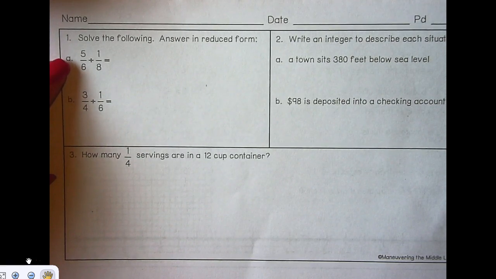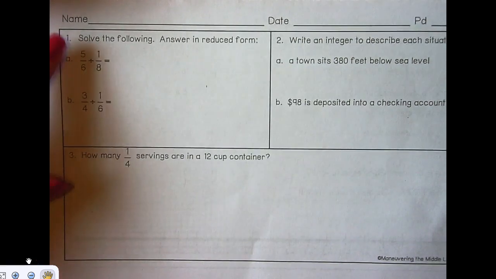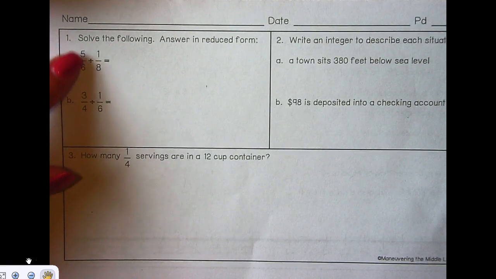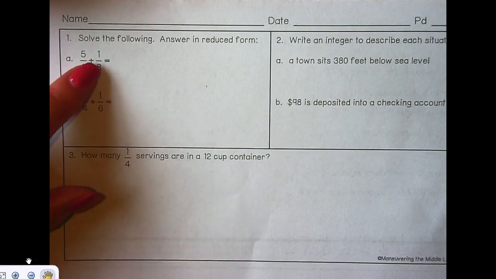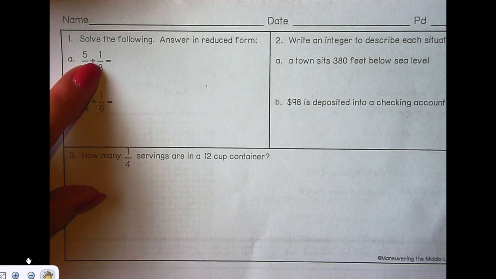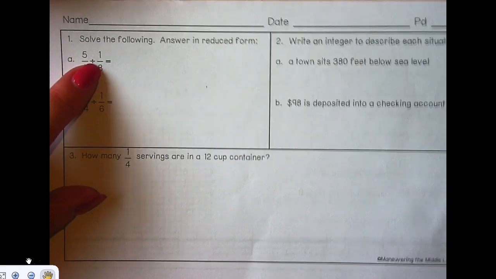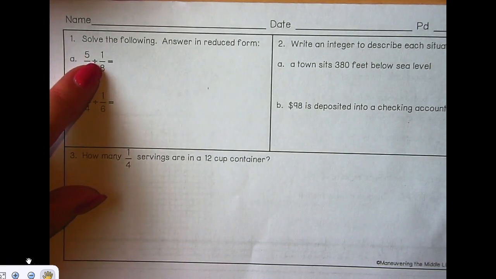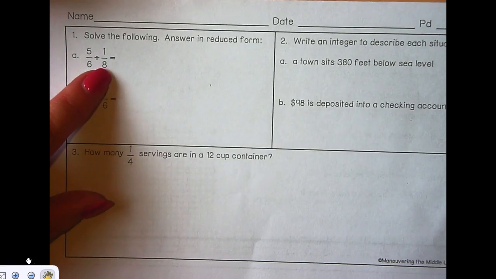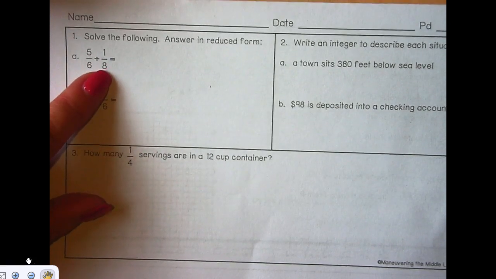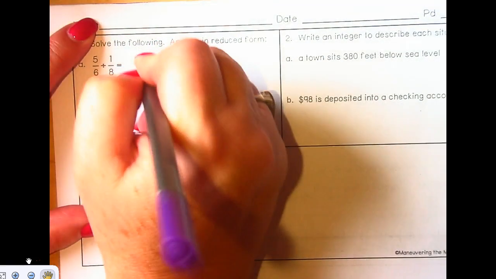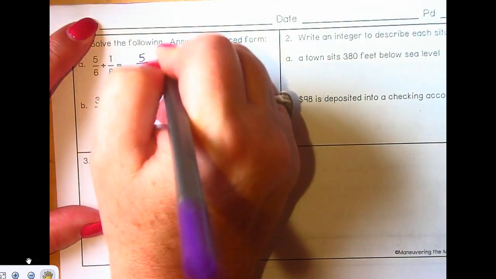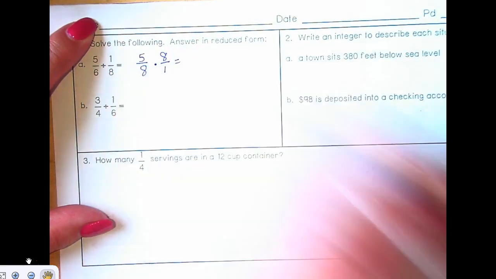Autumn? Keep, change, flip. So you keep the first fraction the same. You change the division to multiplication. You use the inverse or the opposite. Since we're changing that to the opposite, we have to do the opposite of 1/8. We have to flip that. Keep, change, flip. So it becomes 5/6 times 8/1.